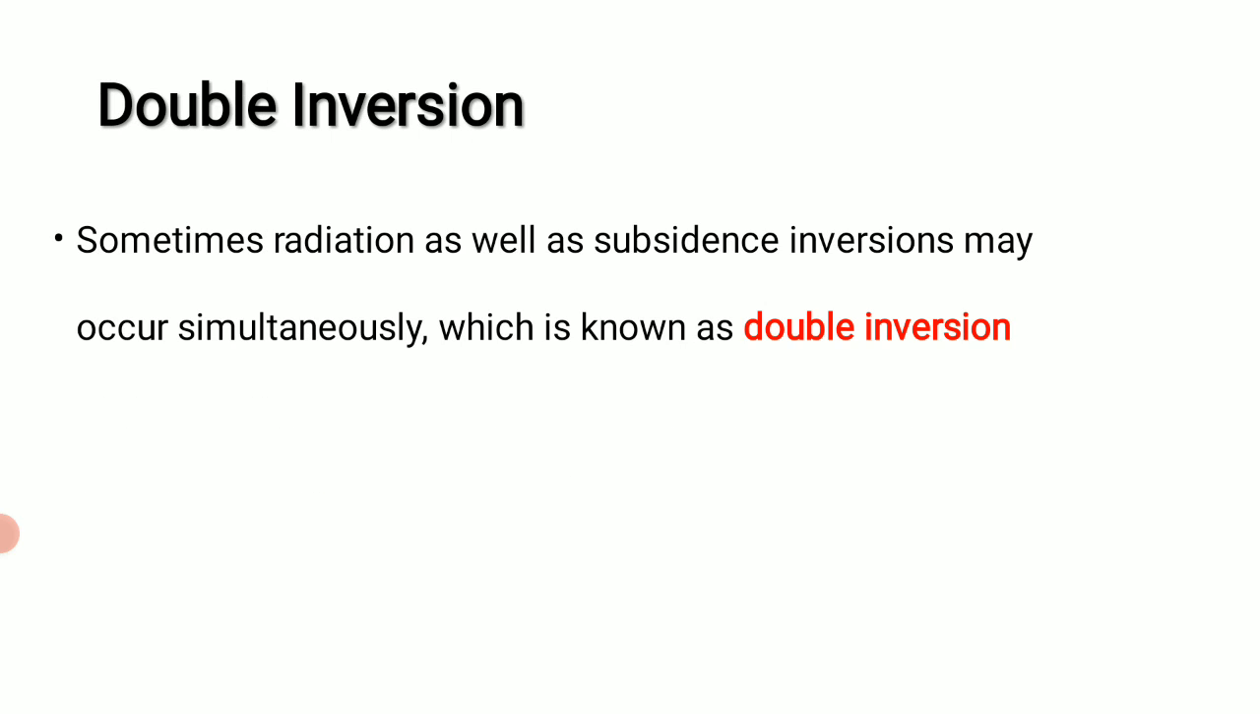Next one is double inversion. That is, in some cases, radiation inversion and subsidence inversion will happen simultaneously, which is known as double inversion.